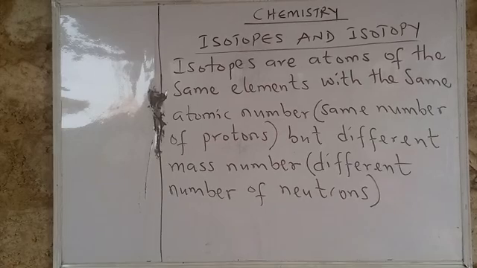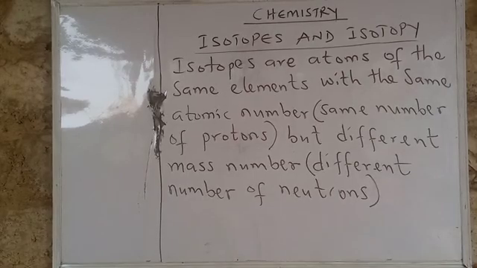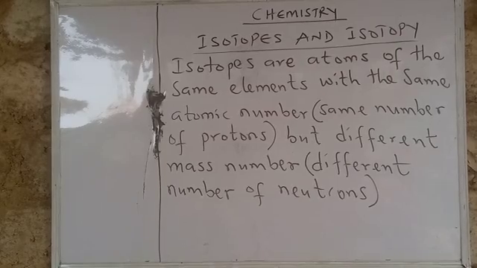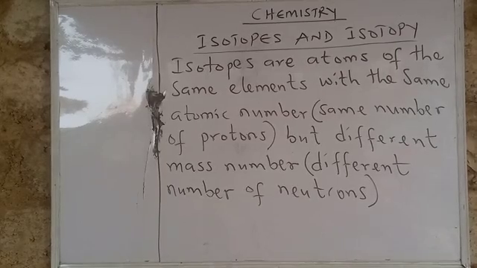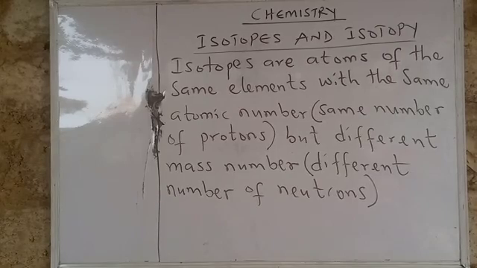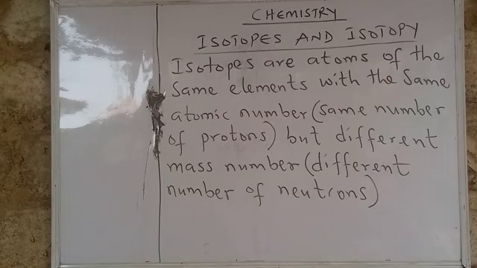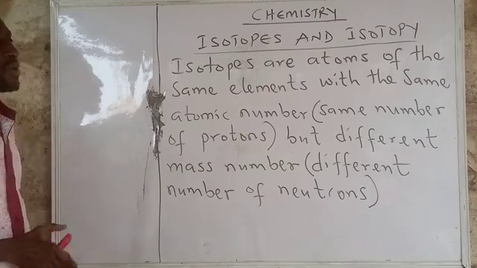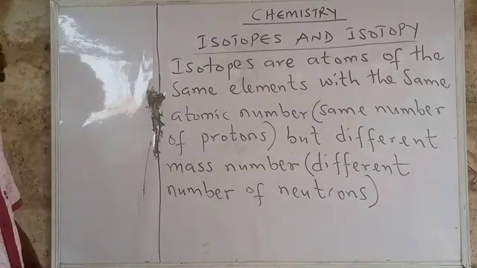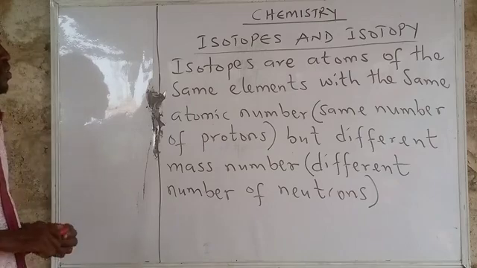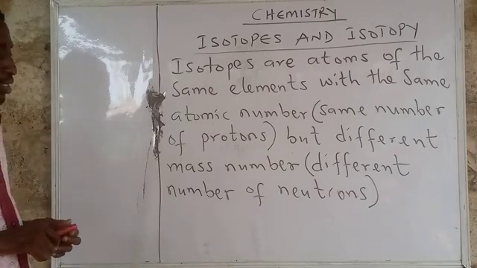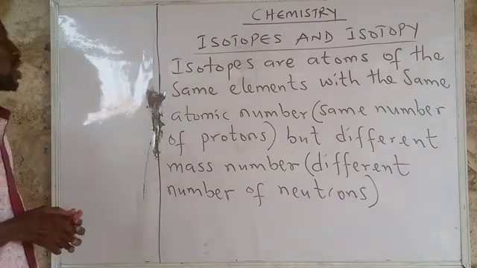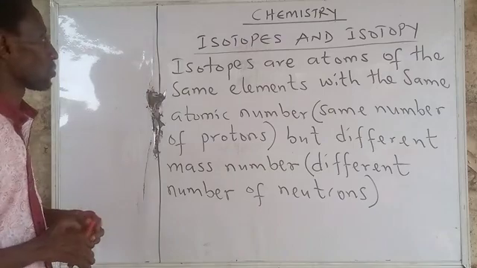And today, in our chemistry class, what we shall be discussing is isotopes and isotopy. Having discussed in the previous class, we talked about atoms. We talked about the subparticles that make up an atom, which are proton, neutron, and electron. So today we shall quickly look at isotopes and isotopy.